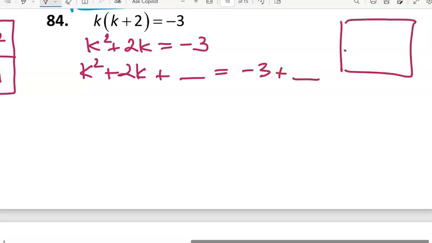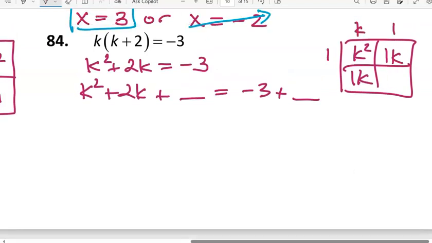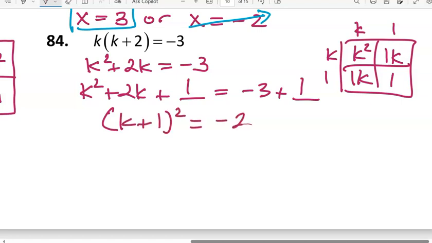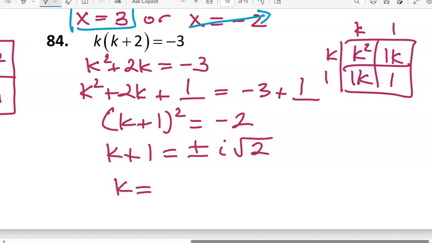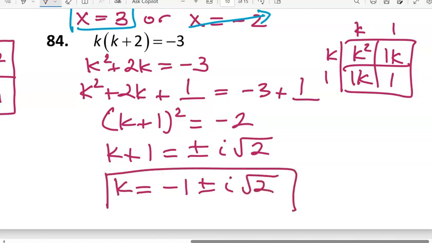Let's make our picture for complete the square. K squared, and then divide the middle term into two equal pieces. Each is 1k, and so that suggests factors of k plus 1 and k plus 1, making the literal completion of the square 1 times 1, which is 1. So k plus 1 squared is equal to negative 2. That means that k plus 1 is the positive or negative square root of negative 2, which is i times the square root of 2. And adding negative 1 to both sides, negative 1 plus or minus i times the square root of 2 are our two solutions.